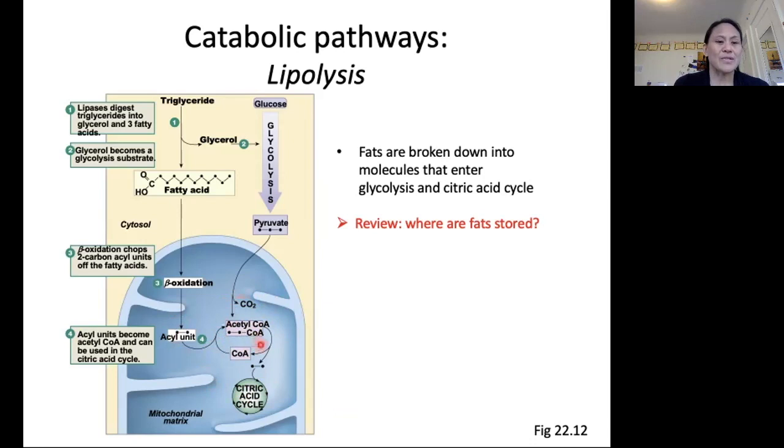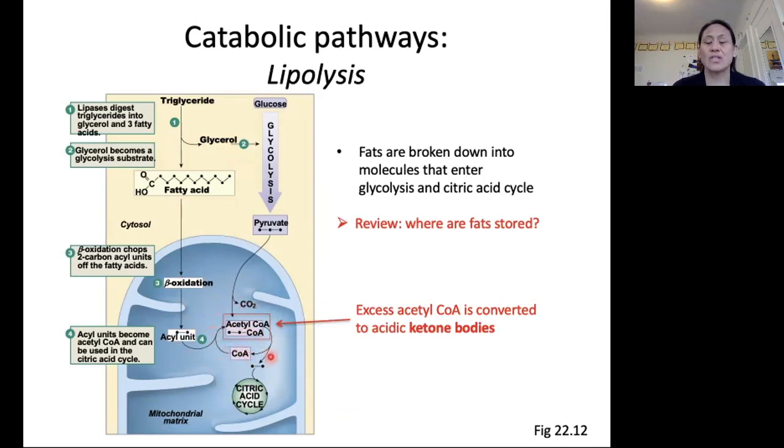I do want to say, I have mentioned this before, that when we have a buildup of acetyl-CoA, which can happen if this beta oxidation process happens more quickly than the citric acid cycle, then we convert those excess acetyl coenzyme A molecules into ketone bodies, okay? Ketone bodies are acidic and they can throw off the acidity of your blood, of your body. This is the cause of ketoacidosis.